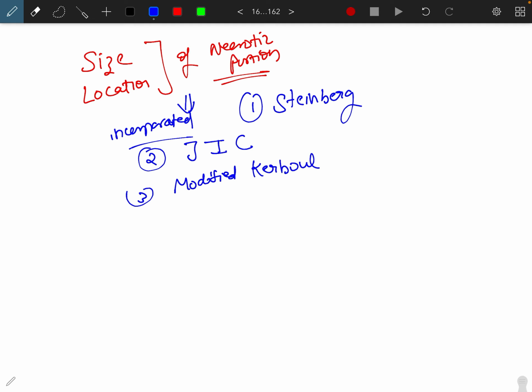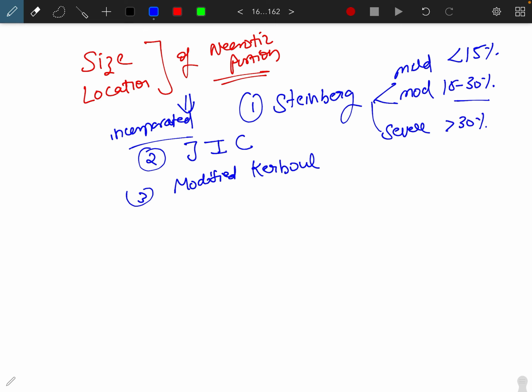For example, in the case of Steinberg, they have further subclassified each stage into mild, moderate, and severe, on the basis of the extent of involvement. If less than 15% of the articular surface or the head is involved, then it is mild. If 15 to 30% of the femoral head is involved, then it is moderate. If more than 30% of the femoral head is involved, then it is severe.